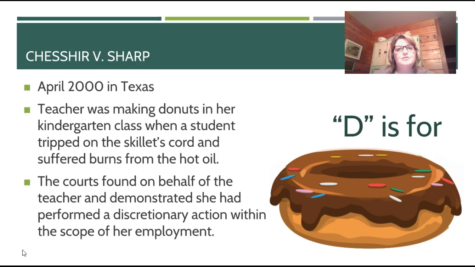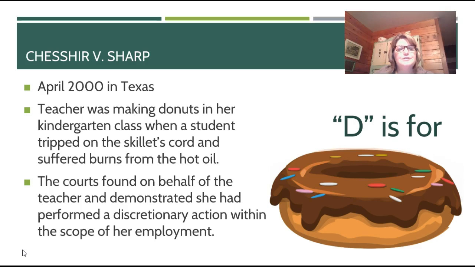The first one is Cheshire versus Sharp. It occurred in Texas. The court case was heard in April of 2000, and it involved a teacher by the name of Sharp. She was presenting an alphabet lesson on the letter D and decided for that day that she would bring her electric skillet and they would fry donuts in celebration of the letter D. Unfortunately, Cheshire, the student, 5-year-old, tripped on the electric skillet cord, and that hot oil splashed up and burnt him in several places on his face and neck.